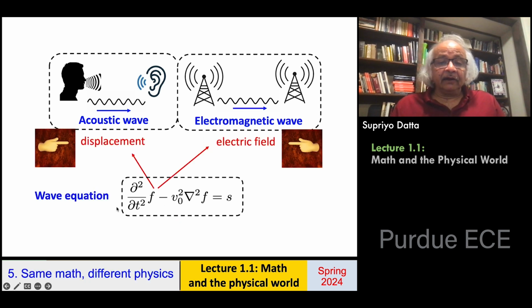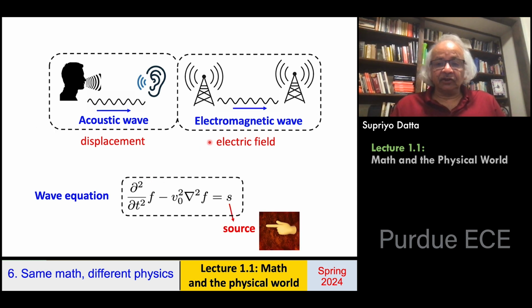Of course, what this function f represents is very different for an acoustic wave compared to an electromagnetic wave. In the case of an acoustic wave, which is like pressure waves, molecules are displaced, so that's what this f represents. Whereas an electromagnetic wave is a more abstract thing, in the sense that this quantity is an electric field or a magnetic field.